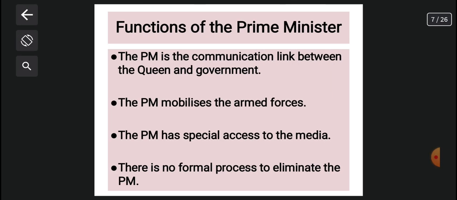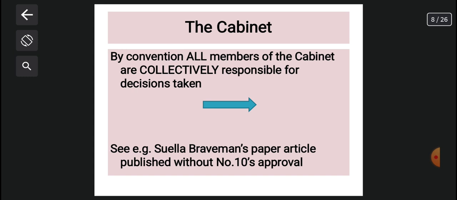And functions of the prime minister: the prime minister is the communication link between the queen and the government. The PM mobilizes the armed forces. The prime minister has special access to the media. There is no formal process to eliminate the permanent prime minister. And then the cabinet. By convention, all members of the cabinet are collectively responsible for the decisions taken. Example: Suella Braverman's article published without Number 10's approval.